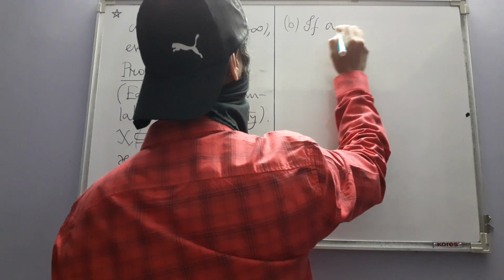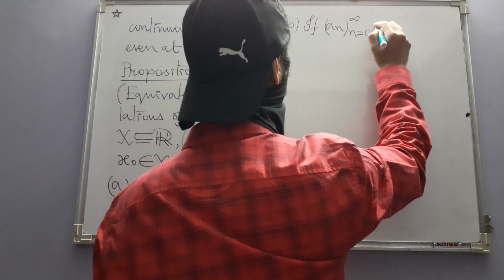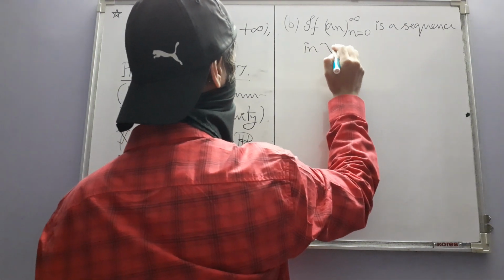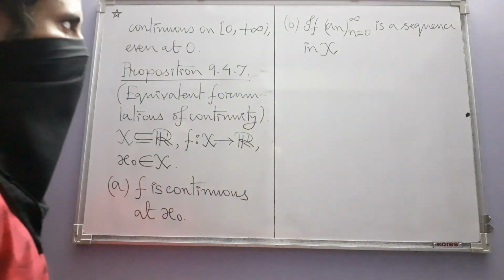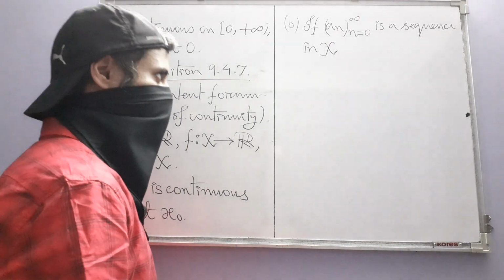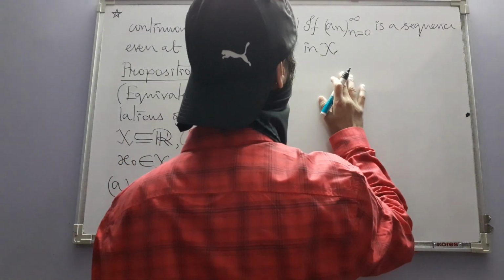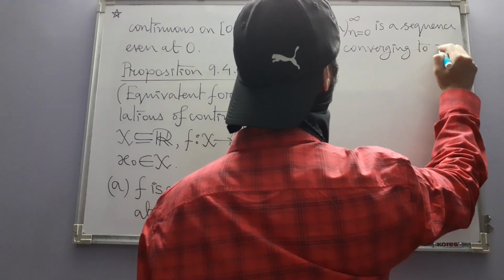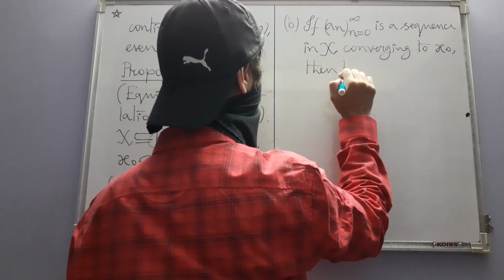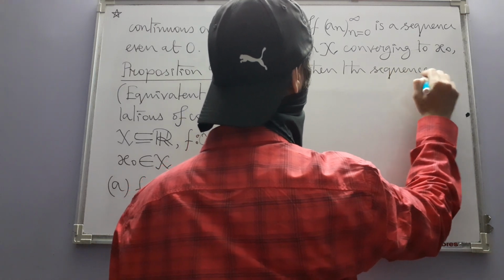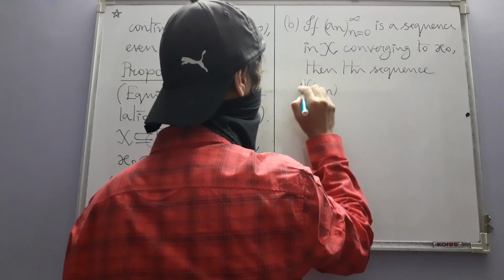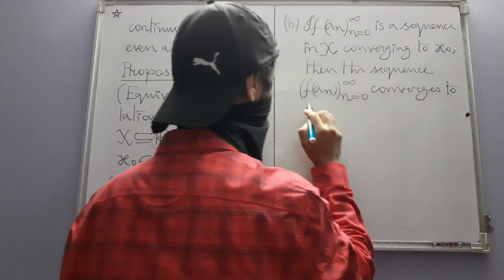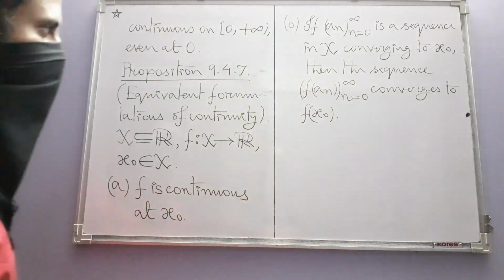Then statement B involves sequences. If an is a sequence in X, and again I am repeating, by this I mean that each term an is an element of X. That I write in short like this, an is a sequence in X converging to x naught, then the sequence f of an converges to f of x naught. This is statement B.